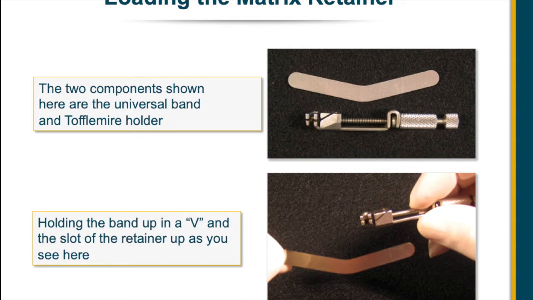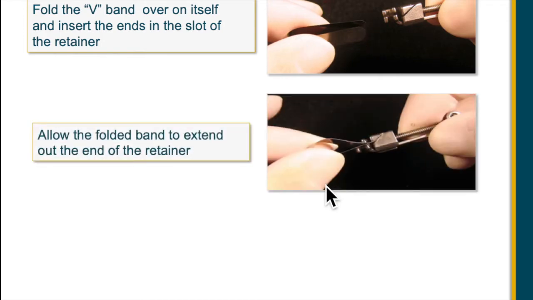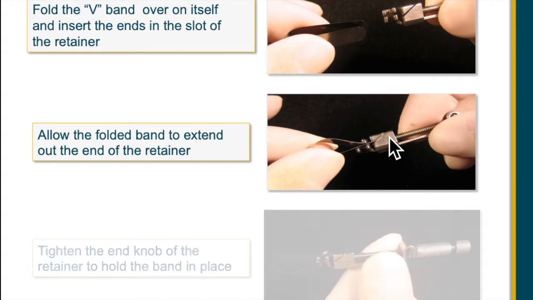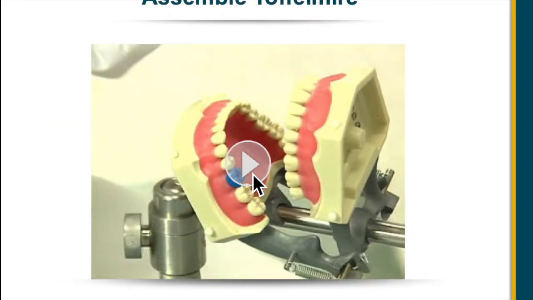So hold the band up as in a V in the slot of the retainer, as you see here. Fold the V-band without crimping it. I hate it when I get a crimped, smashed matrix band from an assistant. It needs to still be round here, so don't squeeze it so hard that you mash it together. You can see here it's still in a nice loop. That works out great. So allow the folded end to extend just beyond the edge of that retainer. And then you tighten the end knob, that's this one here, in order to capture the ends of the matrix band in this little slot here. We'll watch a short video on that.